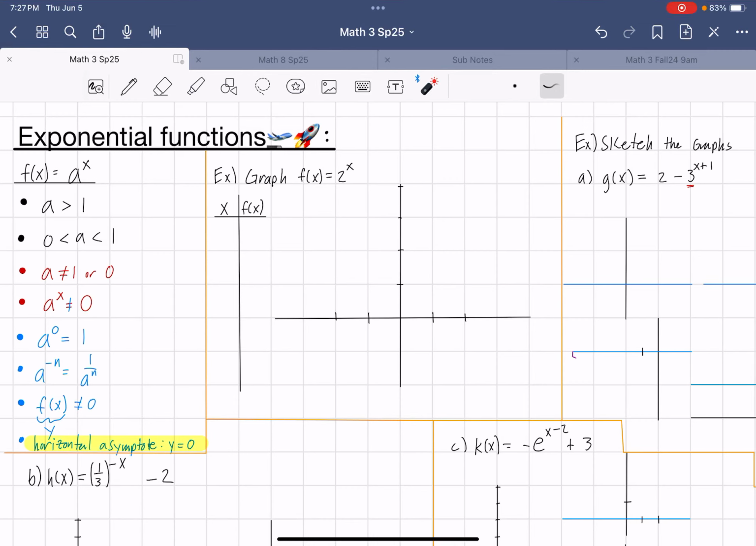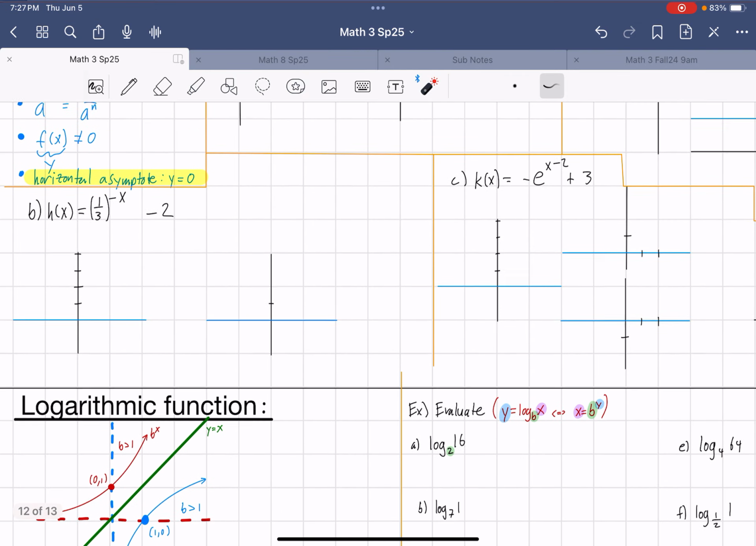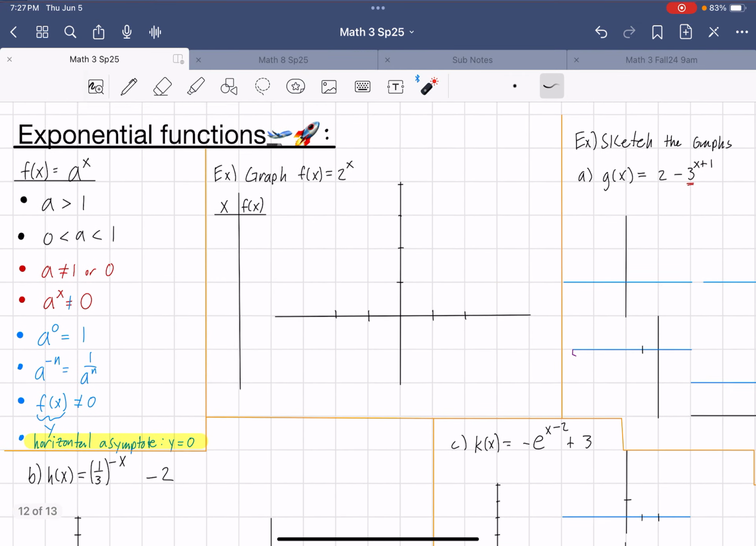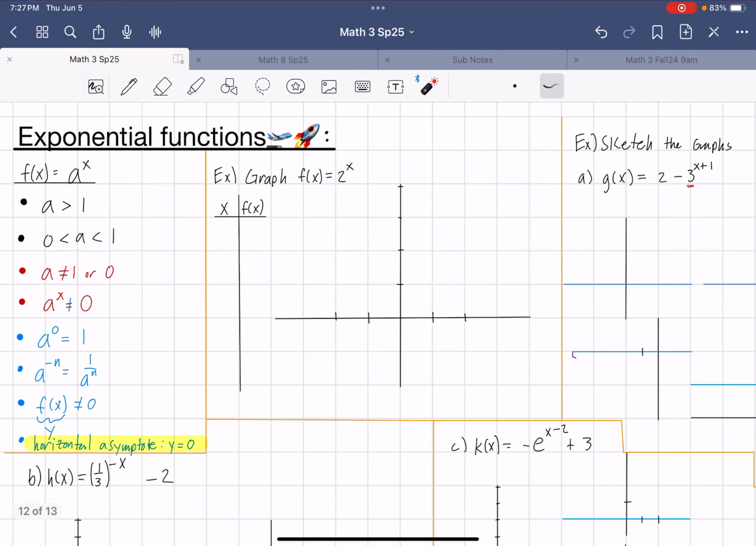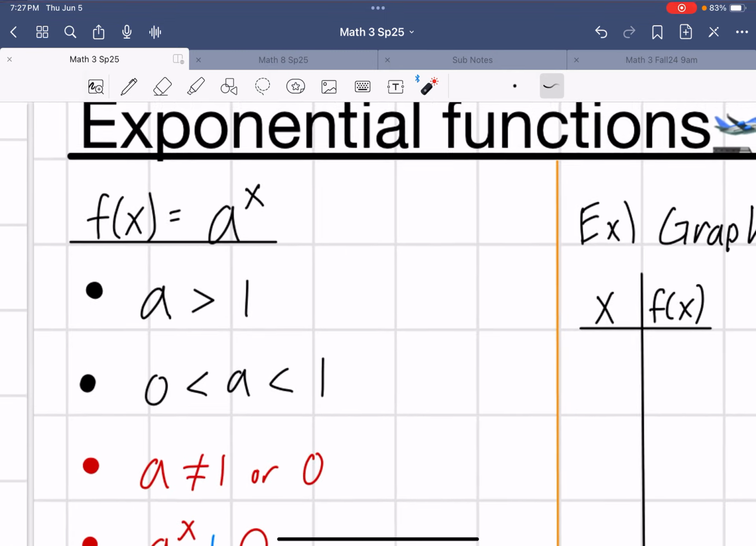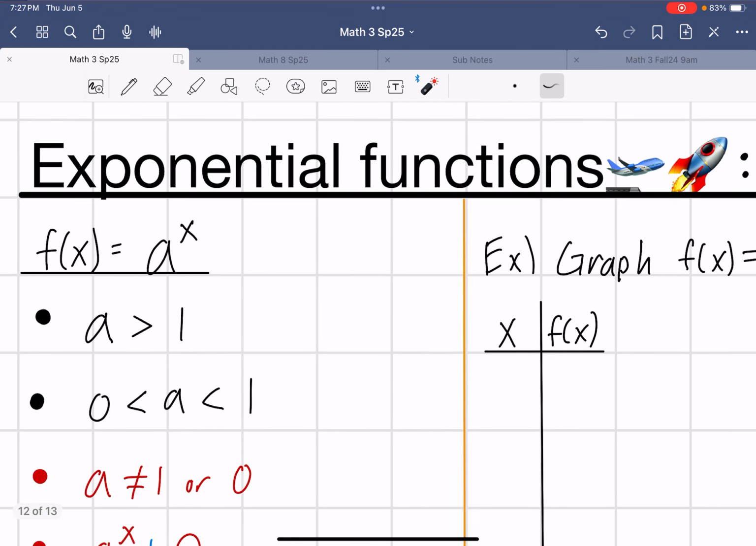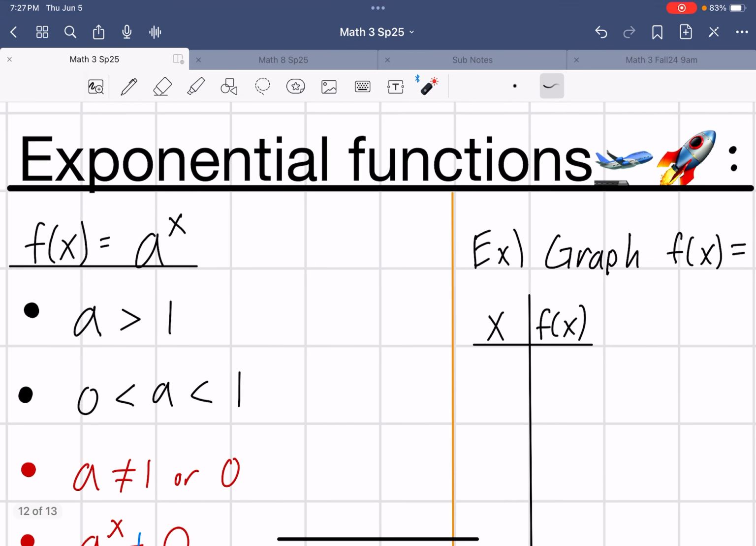Let's look at two new functions. We're going to talk about the exponential function and the logarithmic function because they have a relationship between them that's known as being inverses. But before we talk about that, I just want to talk about these two functions and their graphs.